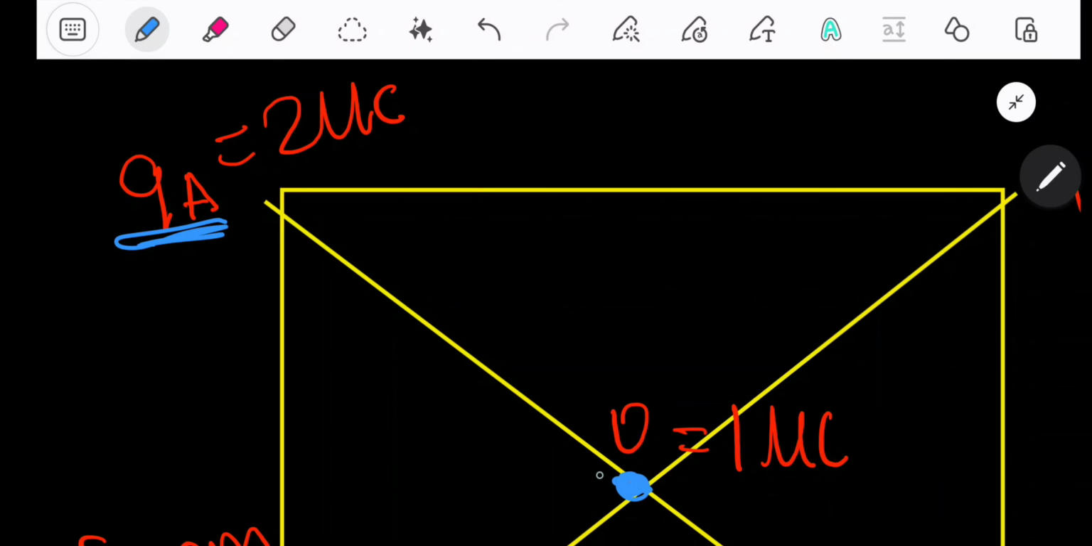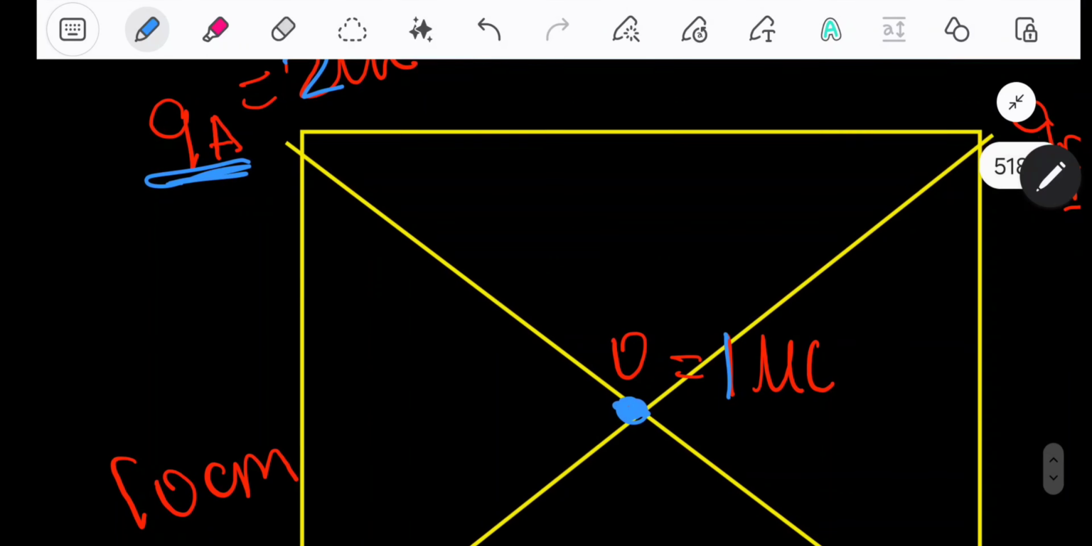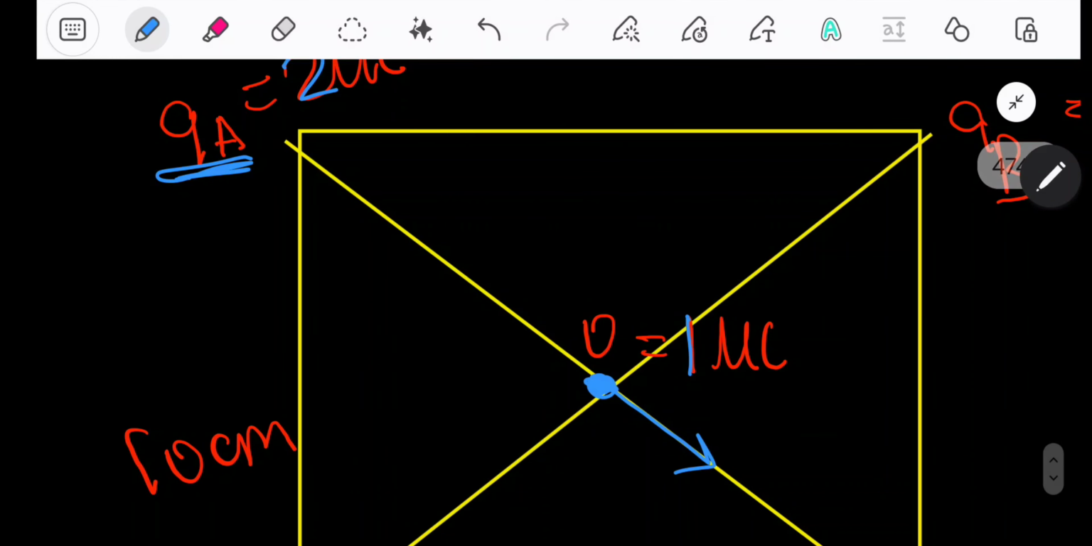So, force on O due to A. This is positive, this is positive. Like charges repel. That means it cannot go over here, because that would be attraction. So it will go away from A. So we'll mark it over here, away from A. That is the force on O due to A.